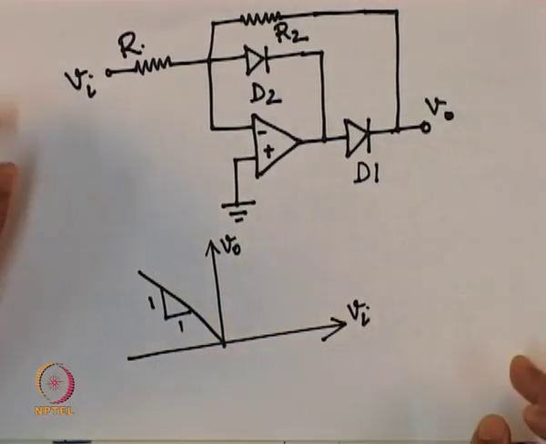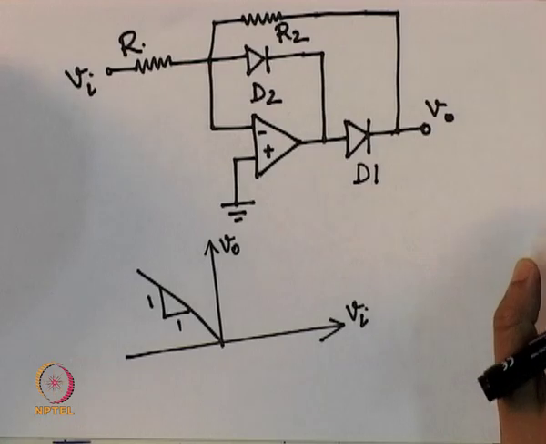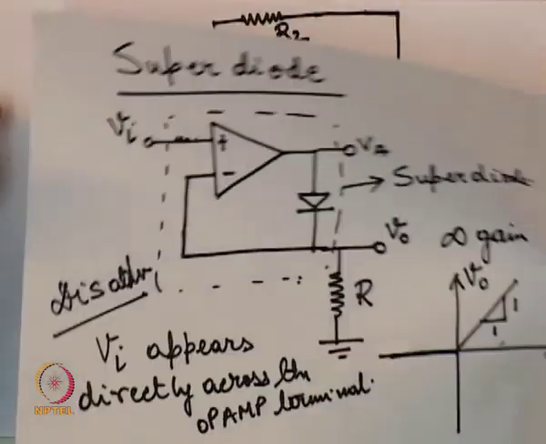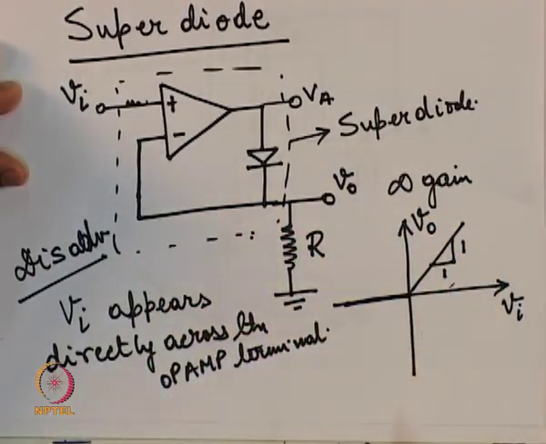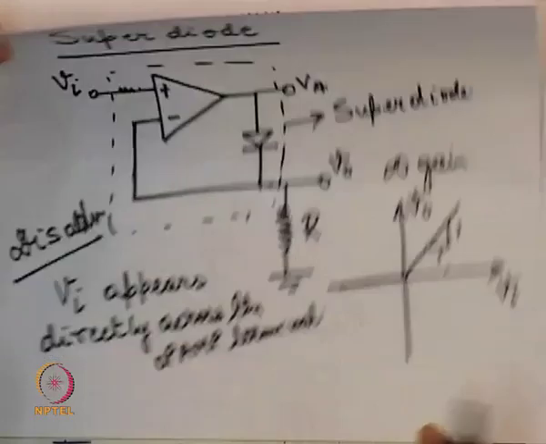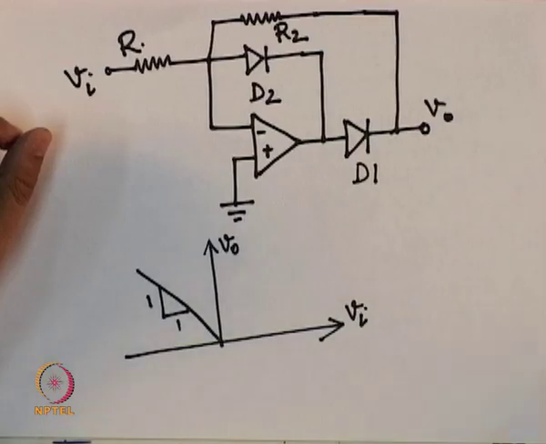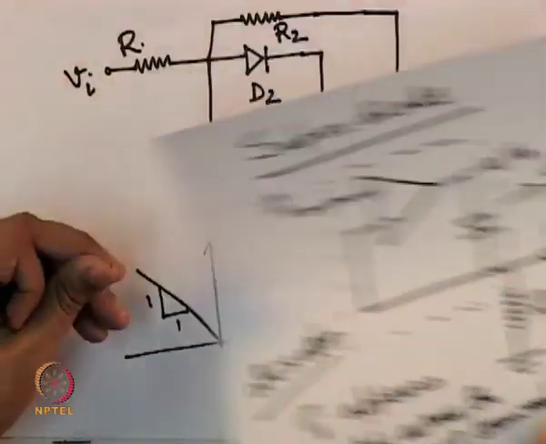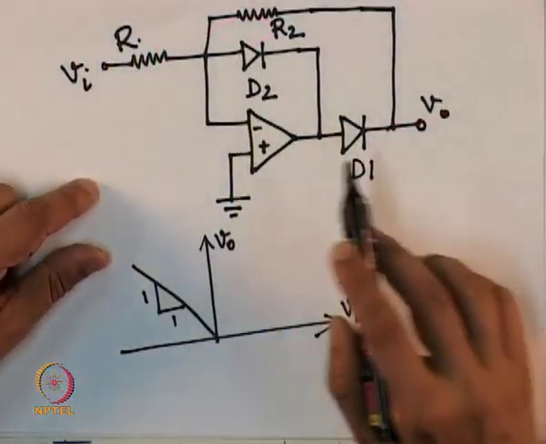We already saw the super diode which can be used for a half wave rectifier, that is, the previous circuit. This will act as a half wave rectifier because of this kind of input output characteristics. If we want to make a full wave rectifier, then we can combine this circuit with this circuit to produce a full wave rectifier.